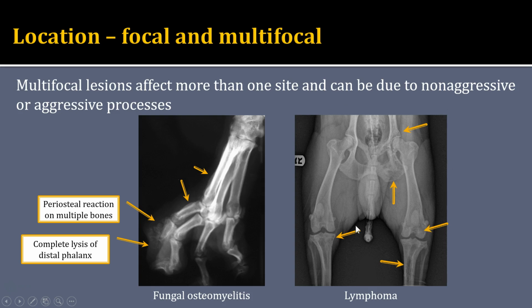This is a patient that on the pelvic radiographs, there are multifocal sites of moth-eaten lysis in the ilium, the ischium, around the acetabulum, distal femur, proximal tibia, as well as proximal tibia on the other leg. And this is a patient that has lymphoma affecting multiple sites.